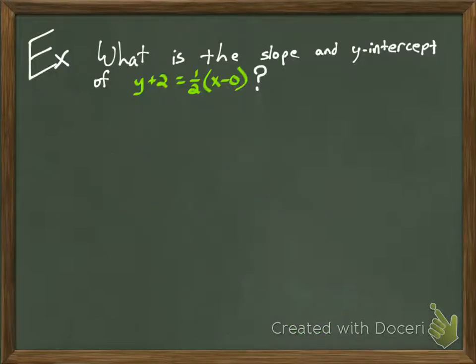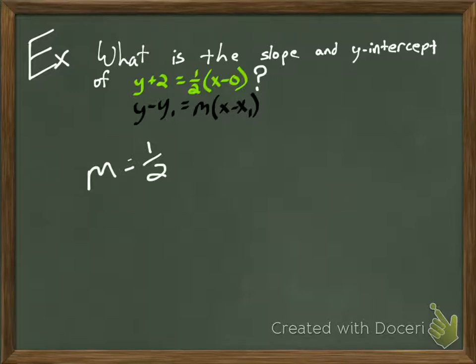Alright, let's do another example. What is the slope and the y-intercept of this point slope formula? Well, we have y minus y1 equals m times x minus x1. Okay? So my m is obviously 1/2. So I'm going to write that down. M equals 1/2. Now, we want to find the slope and the y-intercept. So let's write down the other point that's there. Let me make this a better m.